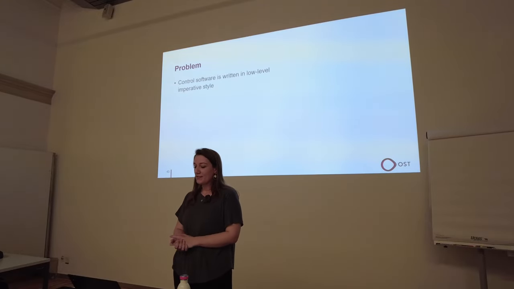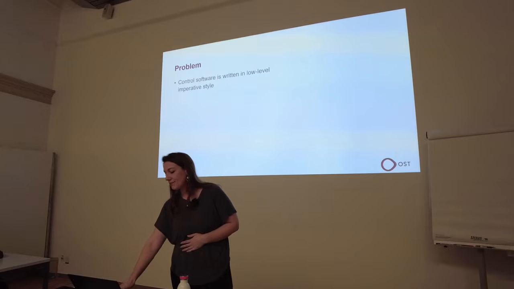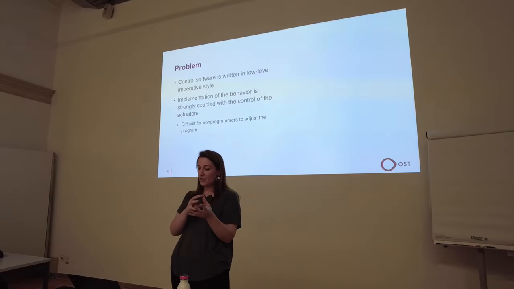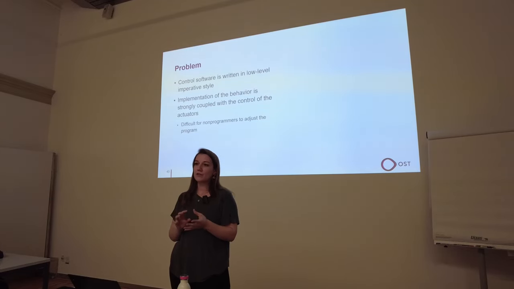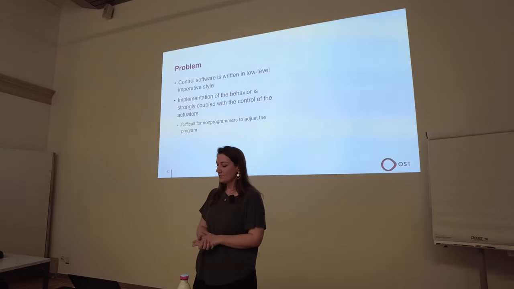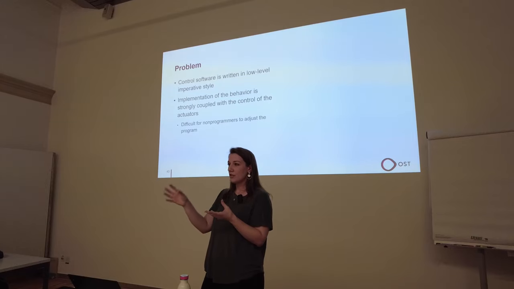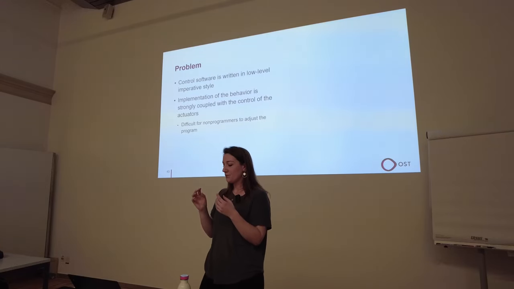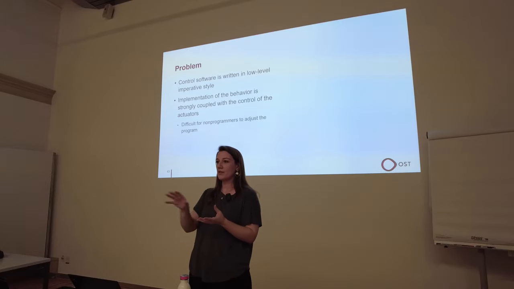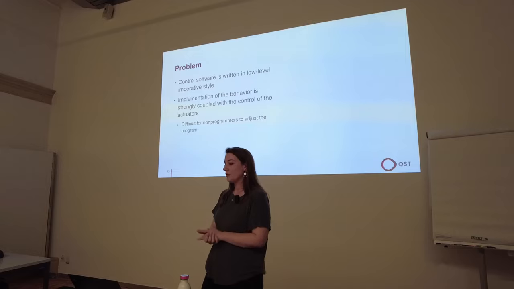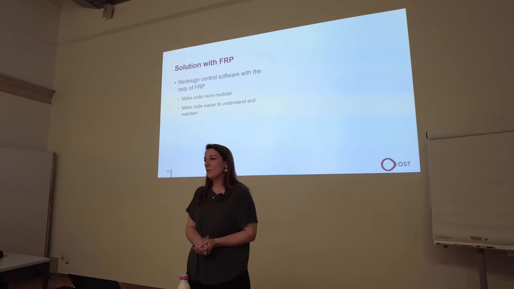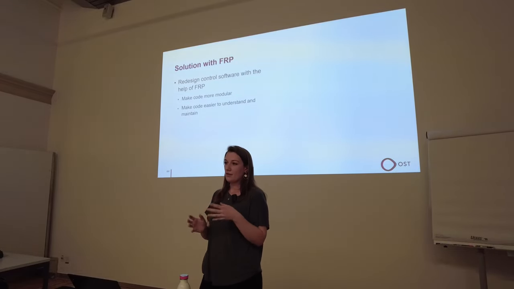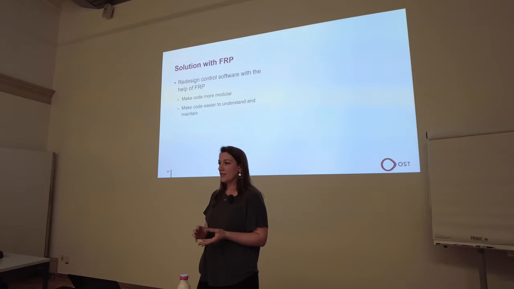The control software of this artwork is written in a classical low-level imperative style. So the implementation of the behavior of the program is strongly coupled with the control of the actuators. This makes it difficult for non-programmers to adjust the program, because if you want to change the velocity, you have to give direct commands to the actuators. And if you don't know what you're doing, this can be really error prone. So the idea with FRP was to redesign the control software to make the code more modular and to make it easier to understand and maintain.